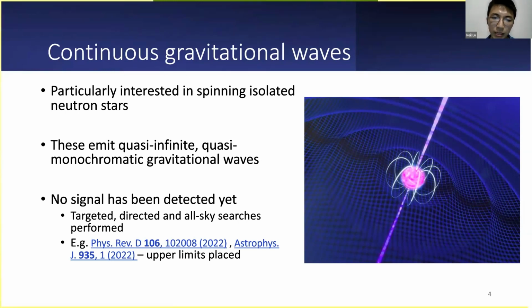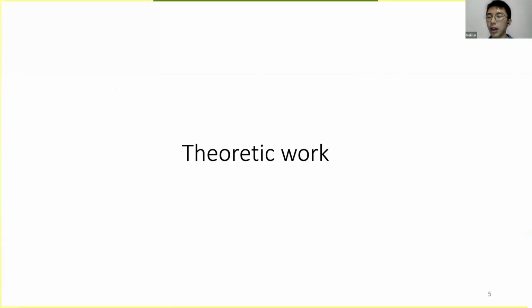No known signal has been detected yet, but the LVK does a lot of analysis, both targeted, directed, and all-sky. Essentially, what this means is looking for different types of neutron stars, whether they are known from pulsar observations or not. And we have upper limits that we place and continue to get better and better as we get more data. So that's the scientific motivation behind the work. We did two main parts. We did some theoretical work, which I'm now going to step through.